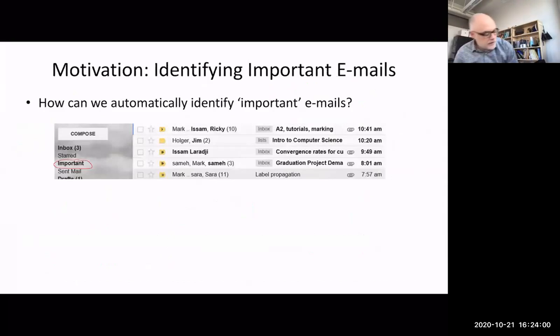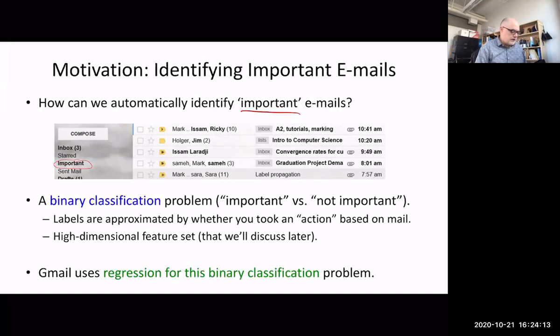Let's go back to our email thread, no pun intended. So how can we automatically identify important emails? We're going to switch between important emails and spam emails, but let's think about important emails for the time being. This is a binary classification problem, important versus not important. You can approximately get the labels from user interactions. Basically, did you take some action? Did you reply to it? Did you read it for a long time or something like that?